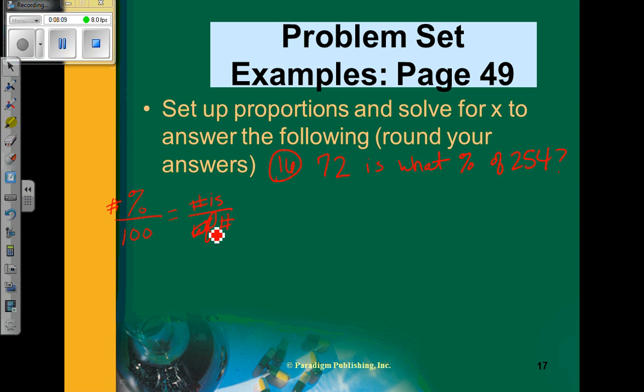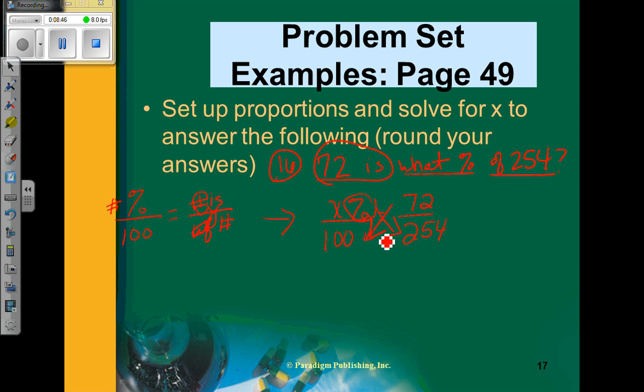Excuse me, that's supposed to be of. So the number is, and that's why I put the number sign before the is. So whatever number it is before is goes over here. Of the number, 254 goes underneath 72. And then we're trying to find what percentage. So we're going to have x percentage. And anytime you have a percentage sign on top, you have to have 100 on the bottom. That's our rule that we learned earlier.